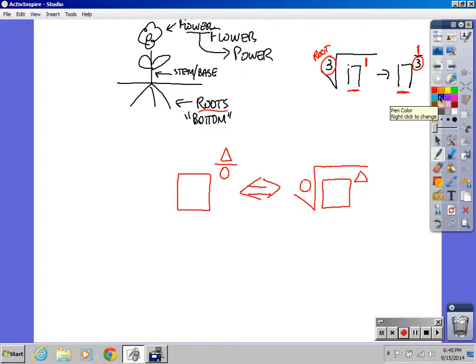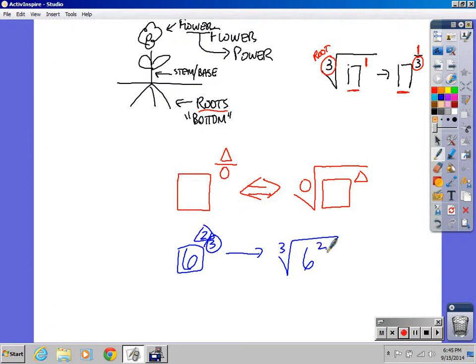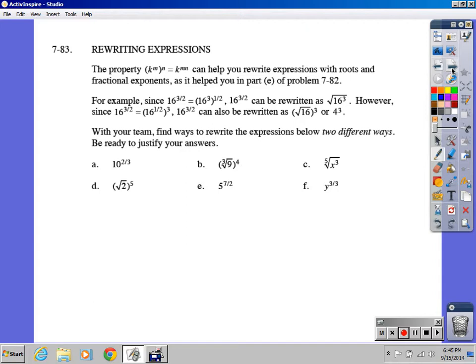Let's say we have 6 to the 2/3. If I'm converting that here, the 6 stays the same. The 6 goes in the square, so that's what goes inside the radical, 6. The 3 is on the bottom. That's the circle. The circle goes here. That's the 3. The 2 is on top. That's the triangle. Triangle goes here. And that's how that works. And it can go both ways. So use that idea to try each of these problems on your own.